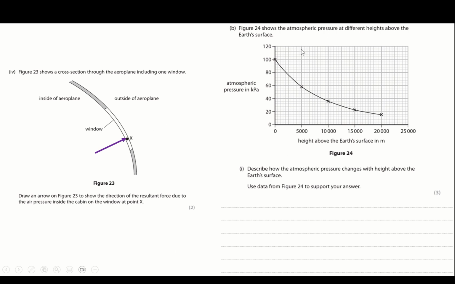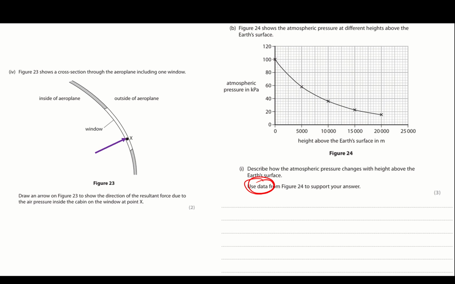Okay, next one, we've got a graph. Height and pressure. As we know, as you go higher and higher up in the Earth's atmosphere, the pressure goes down because there's less particles, they're less dense, and there's a lower weight of air above you because there's less air. Describe how the atmospheric pressure changes. Use data to support your answer.